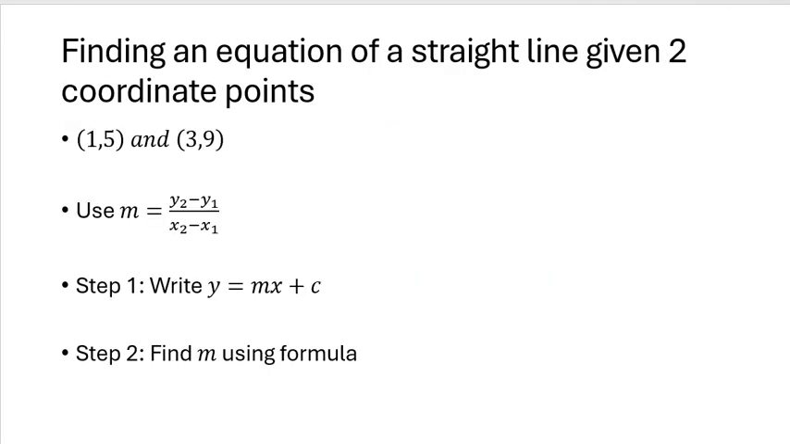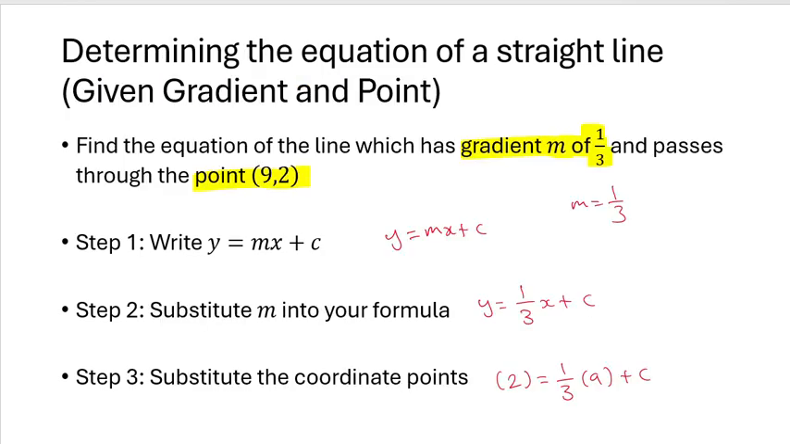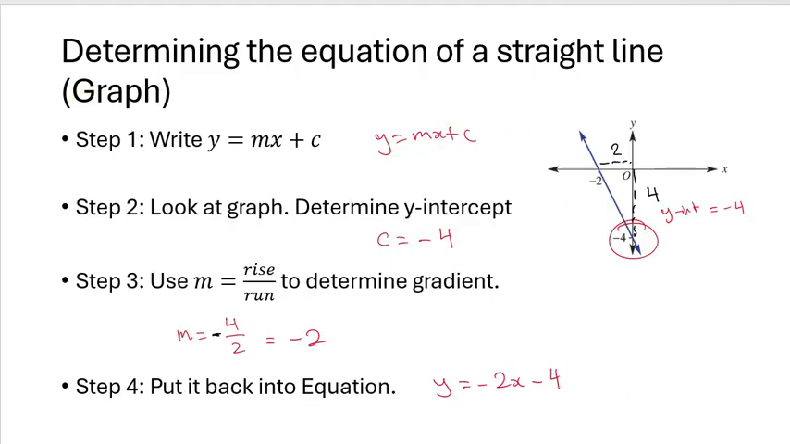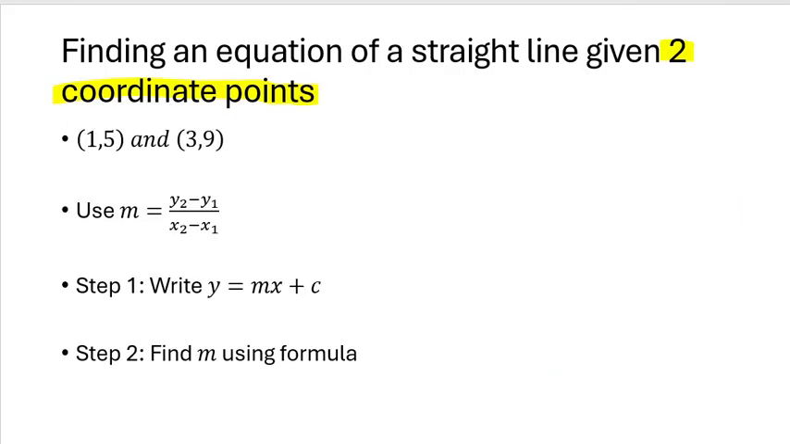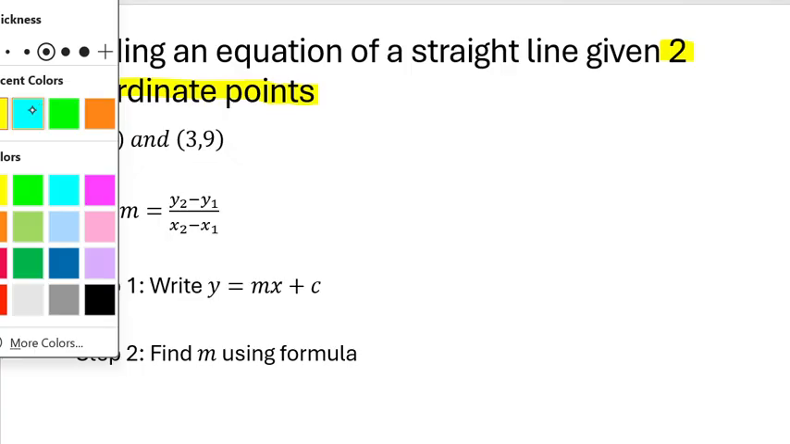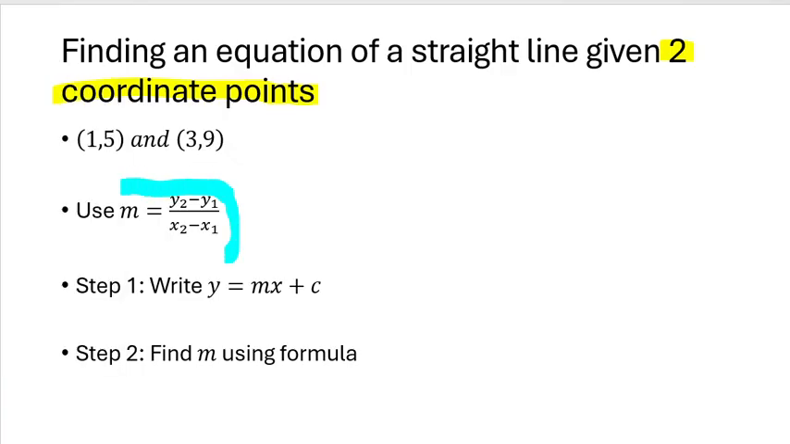Now, we are going to find the equation of a straight line, but we're given 2 coordinate points, okay? So I'll just highlight some points, given gradient and a point there. And this one's just when you're given the graph, okay? So, say for example, they give you 2 coordinate points like this. You are now going to use this other formula to help you determine the gradient, okay? Very important right there. So make sure you have it in your summary sheet. So let's just figure it out, okay?